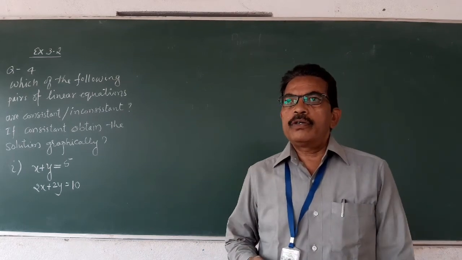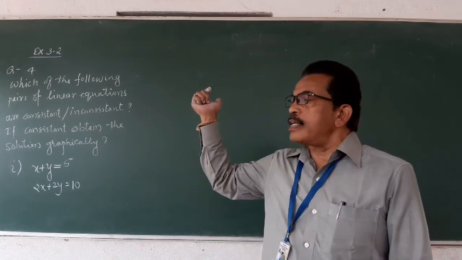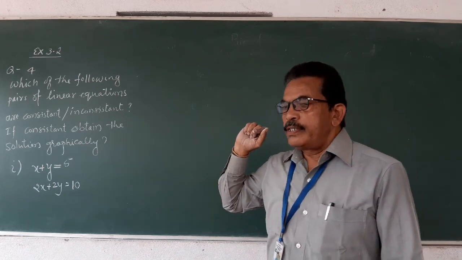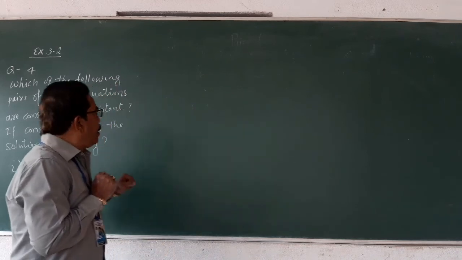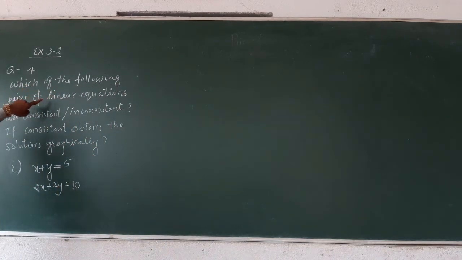Okay, today we'll continue exercise 3.2, question four. In the fourth question: which of the following pairs of linear equations are consistent or inconsistent? What does it mean? It means that for a given pair of linear equations, we have to verify whether they are consistent or inconsistent by applying the previous rule, the ratios of the coefficients. So let us check whether it is consistent or inconsistent.